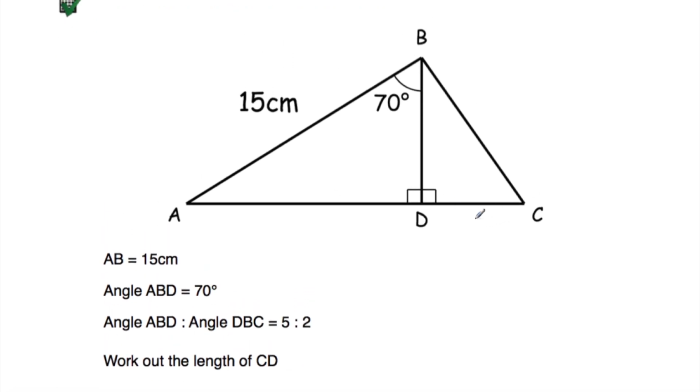So we want to find the length of CD. So I'm just going to label that with an X. That's what we're trying to find. Now, in this question, it would be really useful if we could actually use this information to work out the size of this angle. So let's do that. Let's work out the size of this angle. We're told the ratio of this angle to this angle is 5:2.